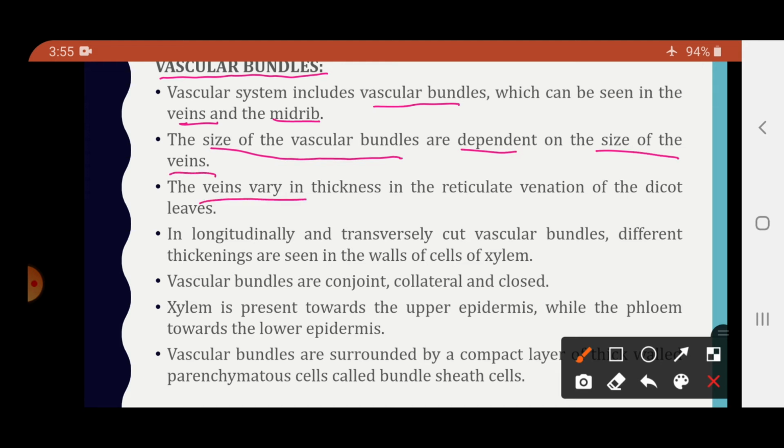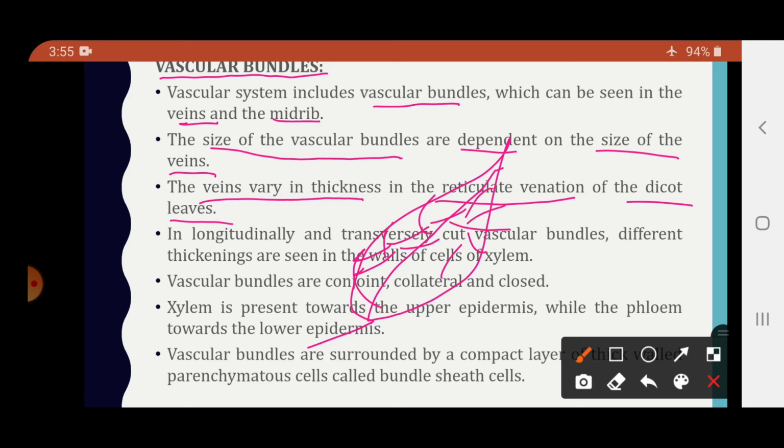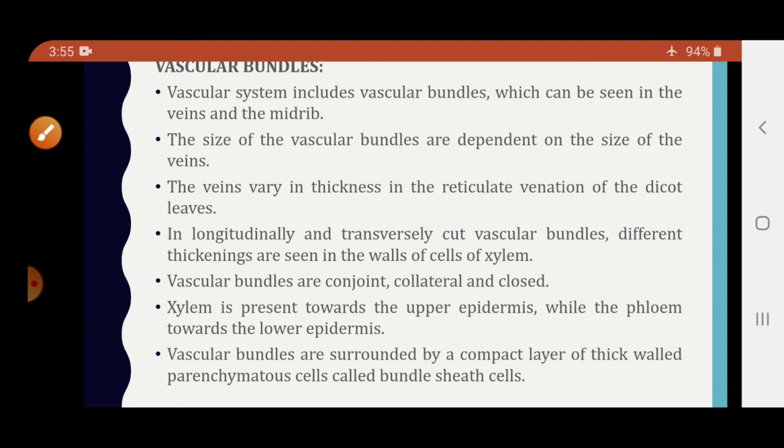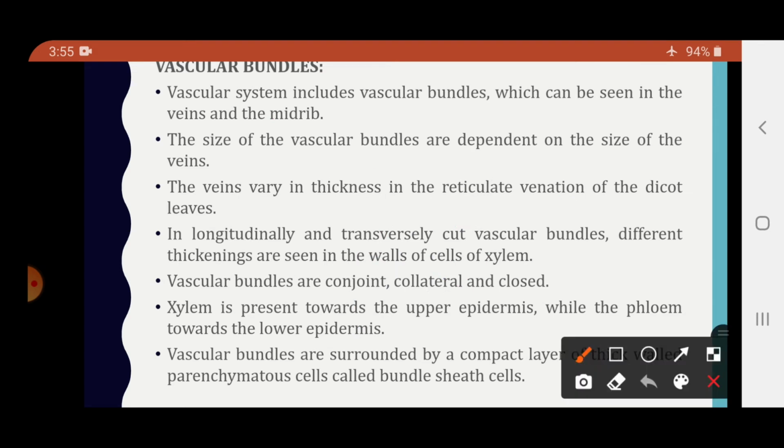The veins vary in thickness in reticulate venation of the dicot leaves. We know that, say for example, this is a leaf, this is the midrib, or midvein. Now, these small veins occur. The size of the vascular bundle is dependent on the size of the veins, and in reticulate venation, the size of the veins will vary in thickness.